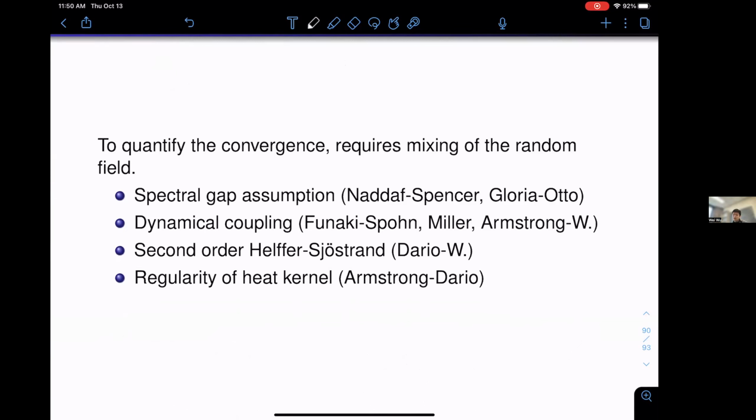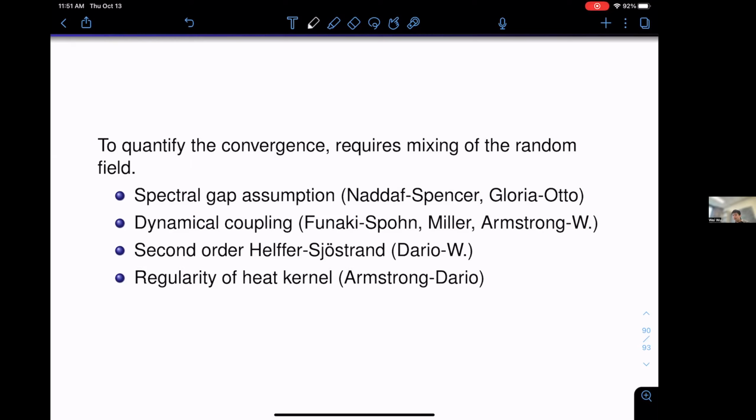To date there are quite a few ways of doing that. I guess the first way to obtain this quantified rate of convergence is by some assumption on the spectral gaps, which was done by Gloria et al., but also was inspired by some previous unpublished note of Naddaf and Spencer. This is somehow related to us, but not quite, because we're doing the infinite volume case and there's no real spectral gap.